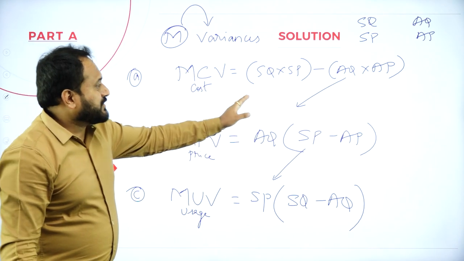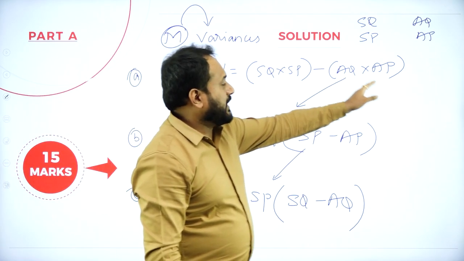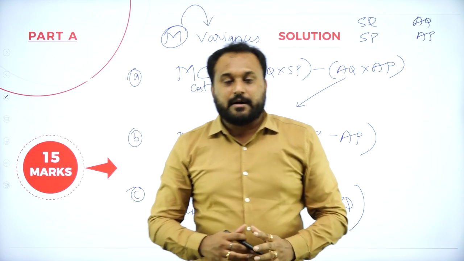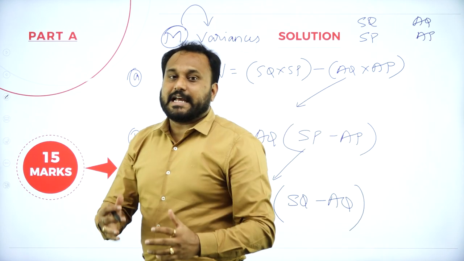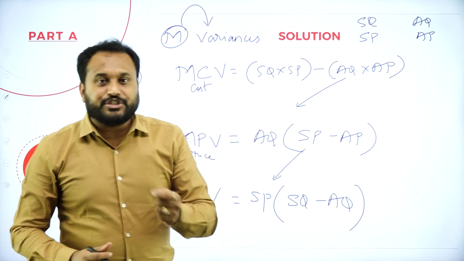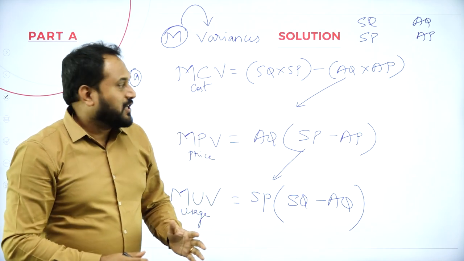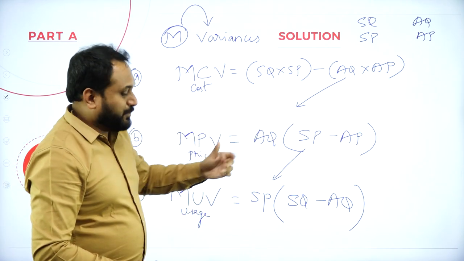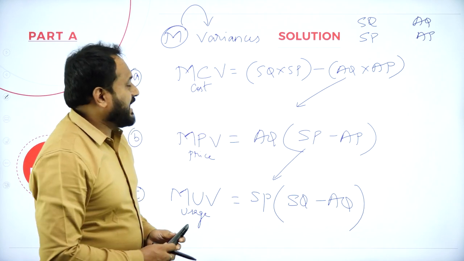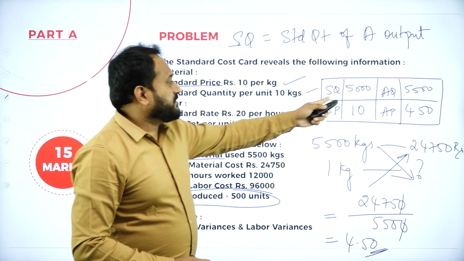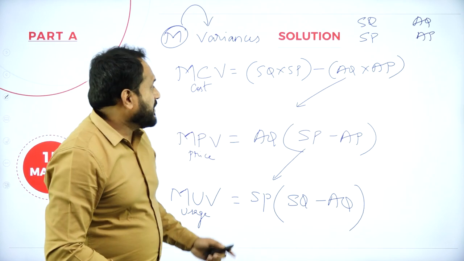Now you know what SQ is, SP you know, AQ you know, AP you know. You are supposed to solve the problem, and then give me the answer on YouTube. I'll check whether it is right or wrong. How to substitute is very simple. We have taken the SQ. So SQ is 5000, SP is 10. So here you will write how much?